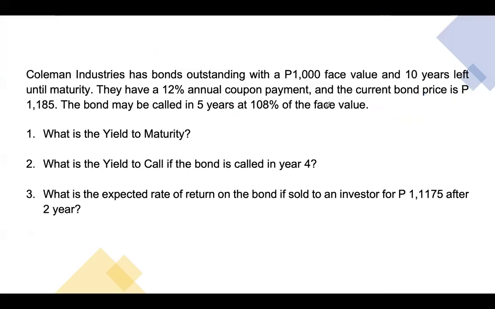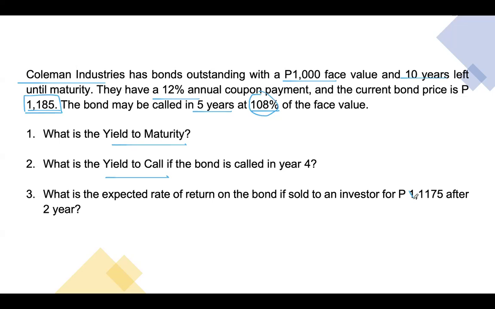Okay. So to illustrate, Coleman Industries has bonds outstanding with 1,000 face value and 10 years left until maturity. They have a 12% annual coupon payment and the current bond price is 1,185. So the bond price new will be computed and the bond price old is 1,185. The bond may be called in 5 years at 108 of the face value, so 1,080 is the call price. What is the yield to maturity? What is the yield to call? What is the expected rate of return if the bond is sold to an investor for 1,175?